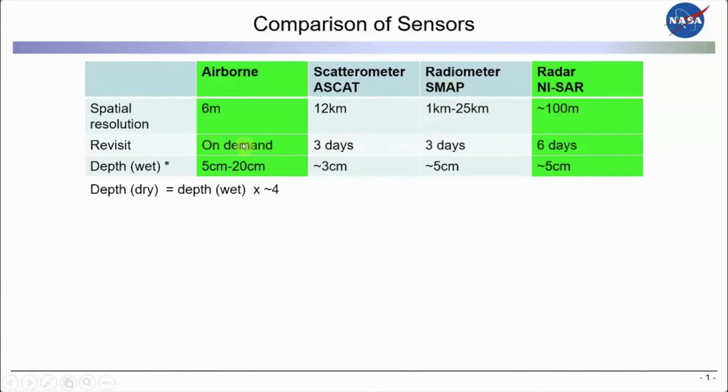The weak point of airborne is the revisit time. Because it's on demand, revisit is irregular. On the other hand, spectrometer and radiometer offer 3 days, radar 6 days. Sensing depth that's determined by the operating frequency ranges from 3 centimeter to 20 centimeter for wet soil. And for dry soil, we multiply by a factor of 4, so we can reach the root zone.